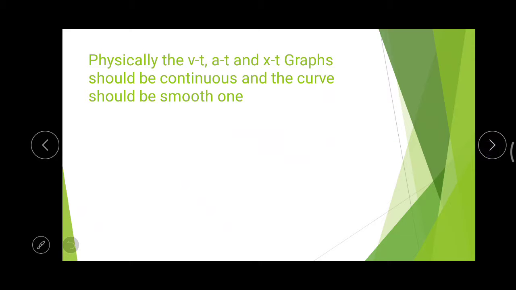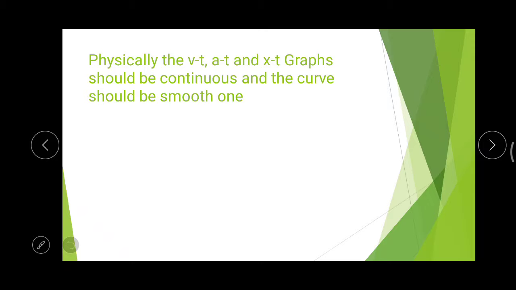Now come to this. Physically, the velocity time graph, acceleration time graph and position time graphs should be continuous and the curve should be smooth. If you are observing in your textbook, page number 45, figure number 3.8, you can see that in some cases sharp edges are there in the graph, isn't it? For figure number 3.8, just at time t equal to 10 seconds, you can see a sharp edge over there, isn't it? Actually, if we are considering the motion practically, that is not possible.